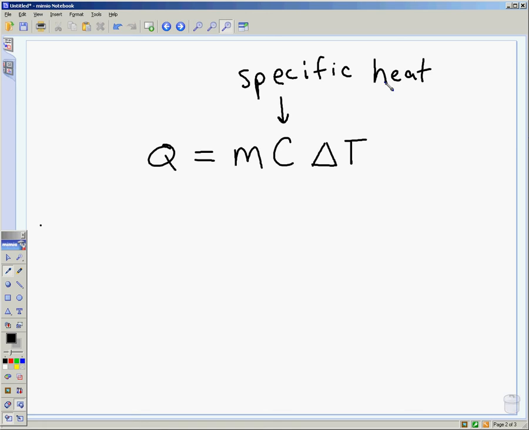Specific heat. What is Q? Q is your heat. That's how much energy we add to it in order to raise the temperature, or take away if we're lowering the temperature. M is the mass. Now, delta T is the change in temperature. No, it's temperature. It's temperature.